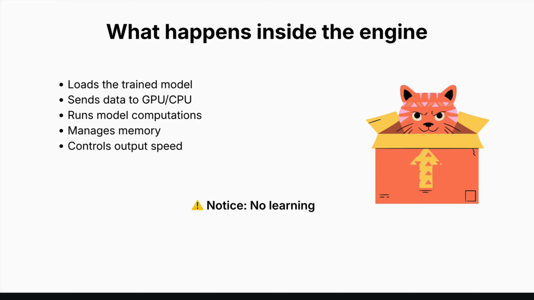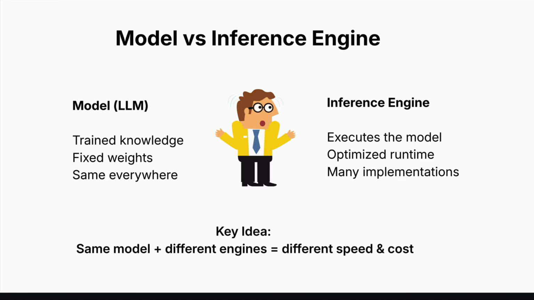Now let's notice something important here. The inference engine does not learn. It only executes. So model is not equal to inference engine. So what is the clear distinction between model and inference engine? The model remains always the same and gets trained once. It's the brain. It has the knowledge. Whereas the inference engine is executing the model. It decides how that model is going to be executed and gives it a runtime environment. That's why the same model can feel fast in one system and maybe slow in another.